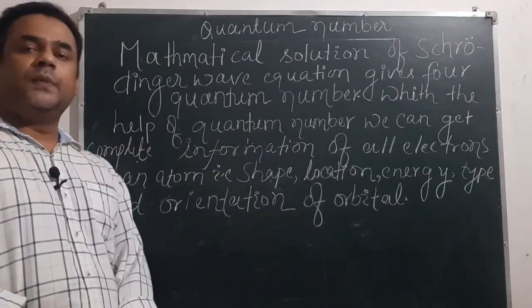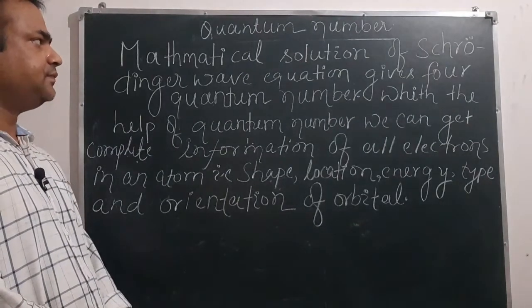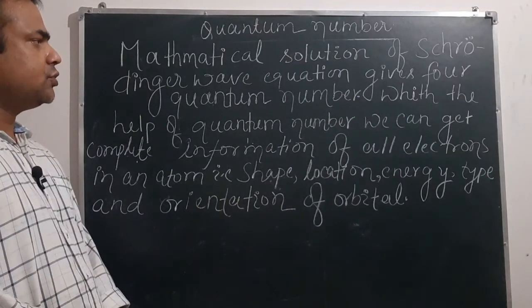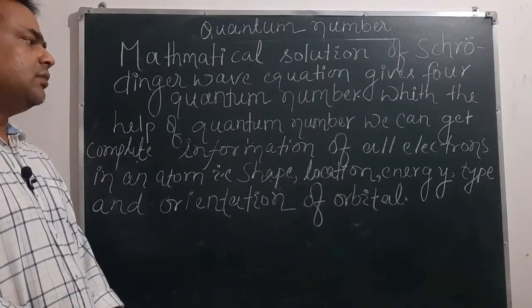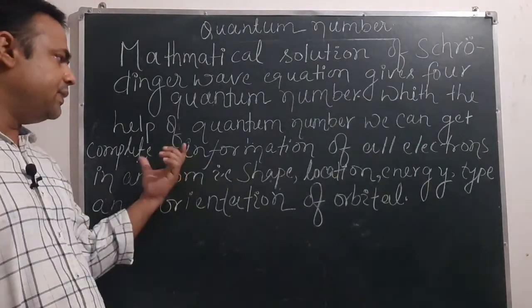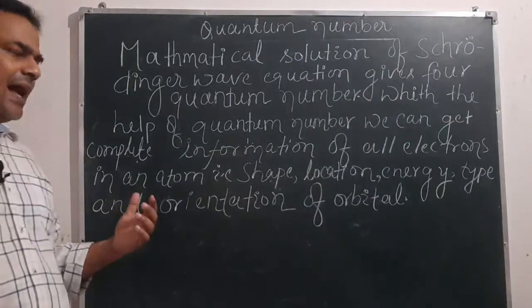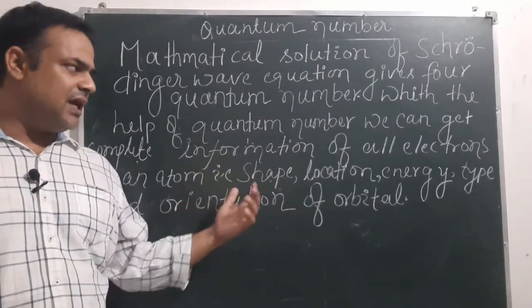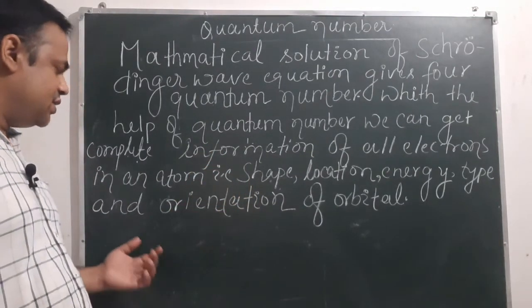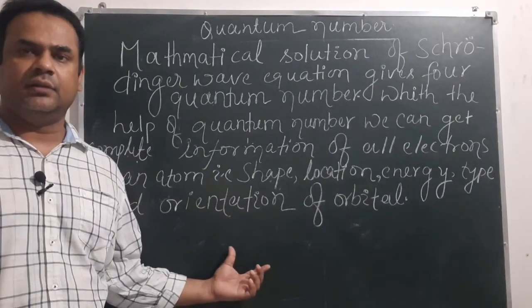Quantum number. Quantum number is the mathematical solution of the Schrodinger wave equation, which on solution gives 4 quantum numbers. With the help of quantum numbers, we can get complete information of all electrons in an atom. And what is that complete information? That is the shape, location, energy, type and orientation of orbital.